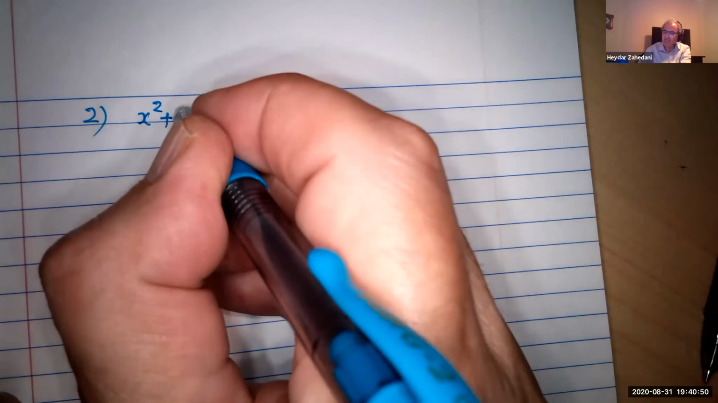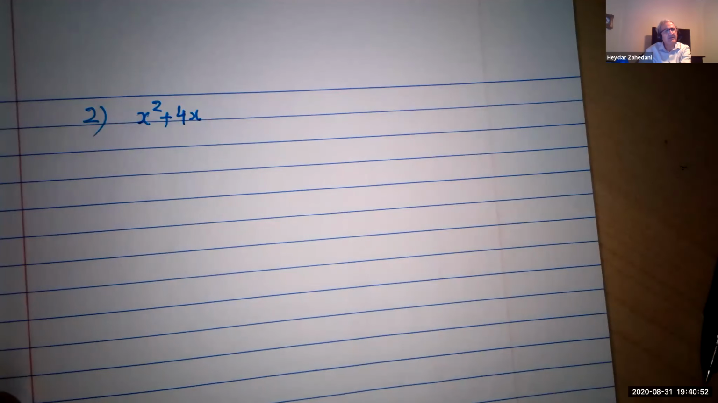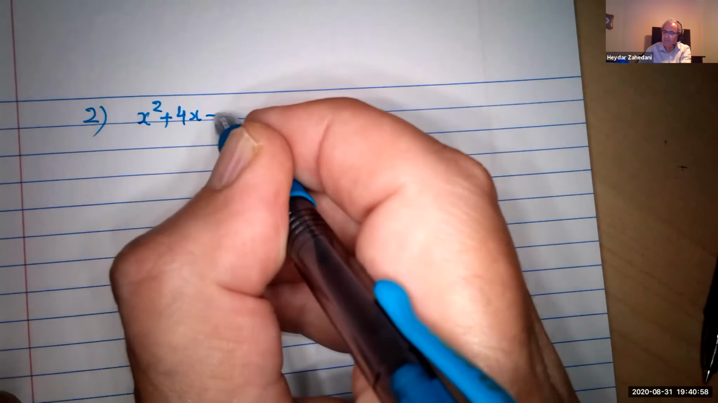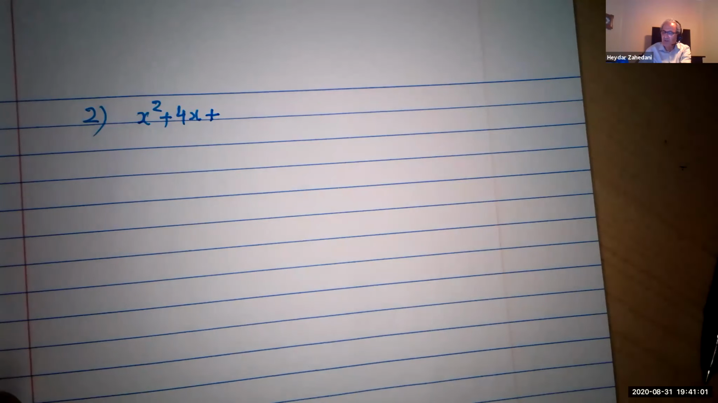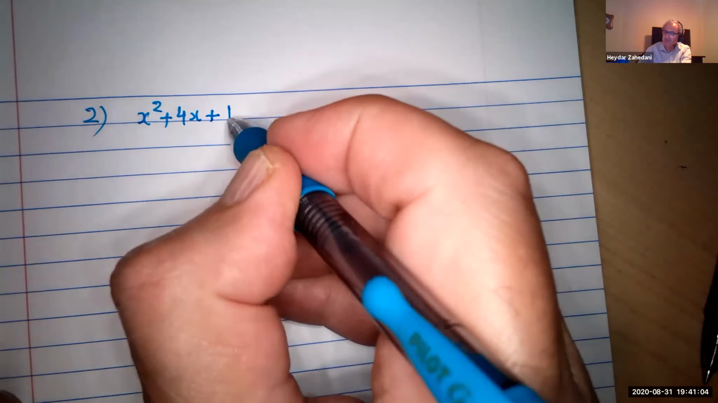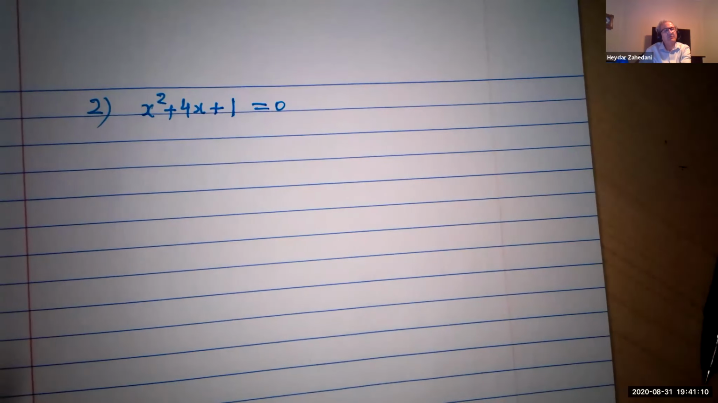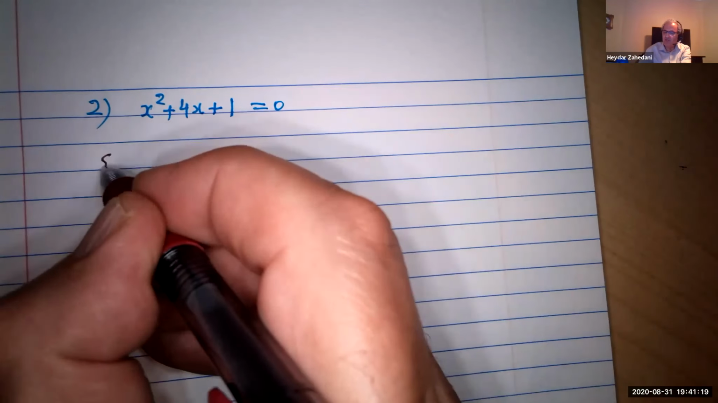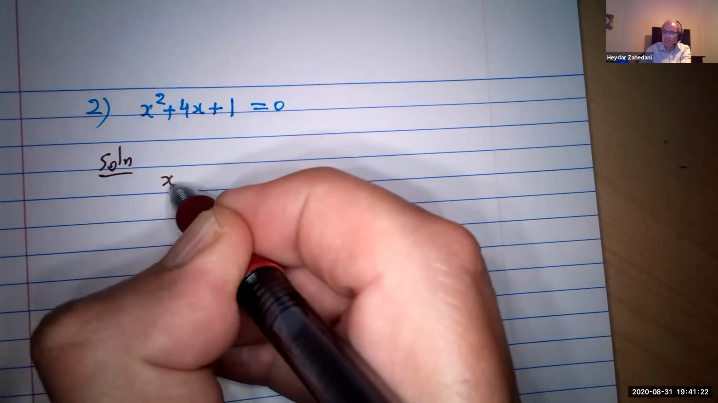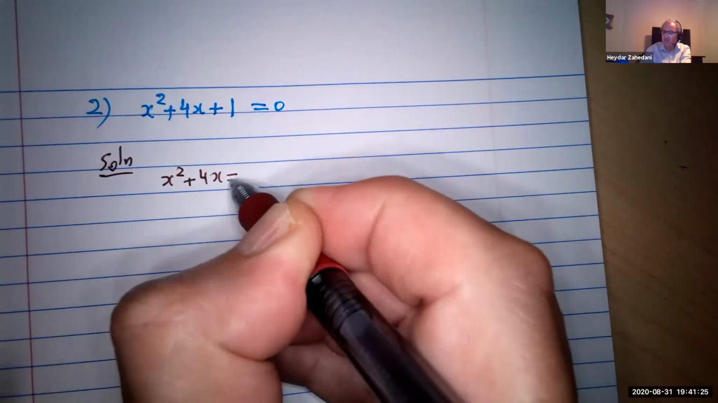So we get something like, let's have x squared plus 4x plus, how about 1, equal to 0. You want to solve this one by completing the square method. Okay, step 1. Move the 1 to the other side. Solution: x squared plus 4x equal to negative 1.